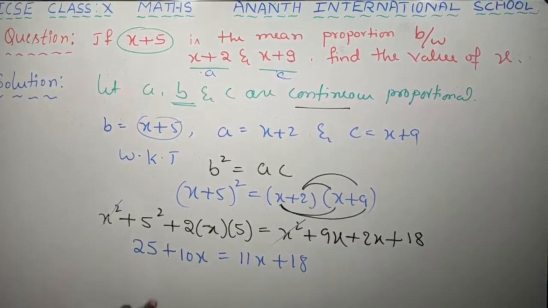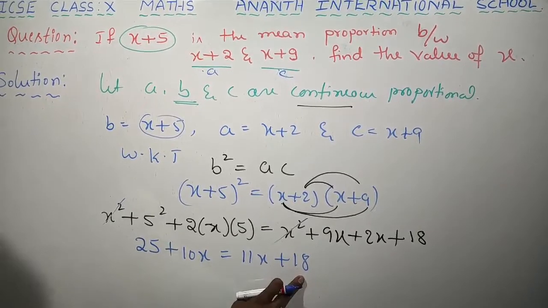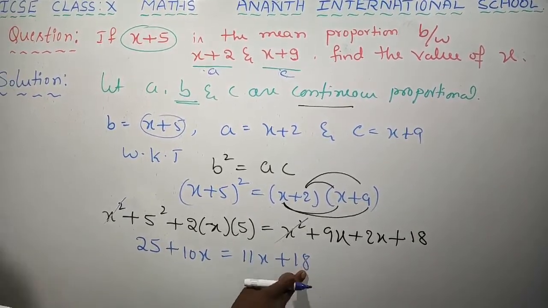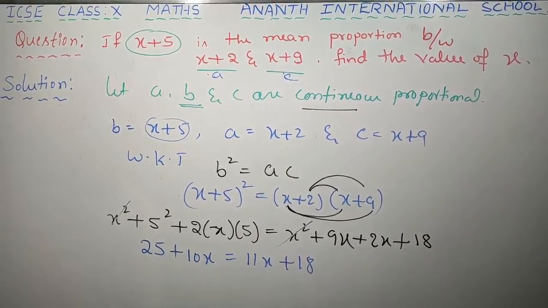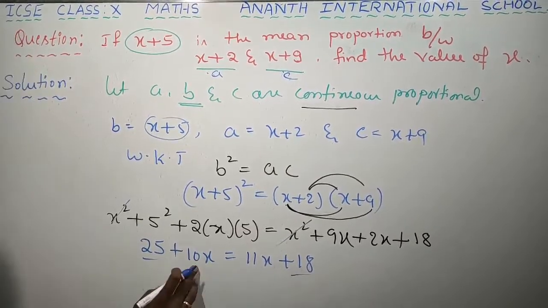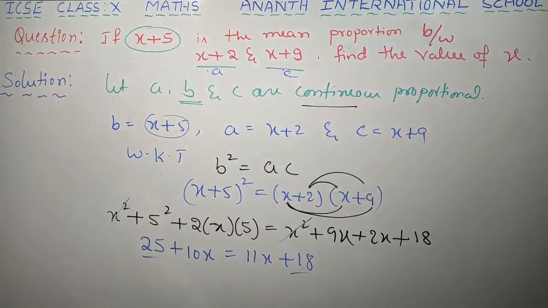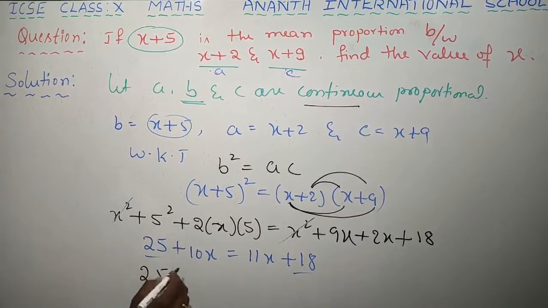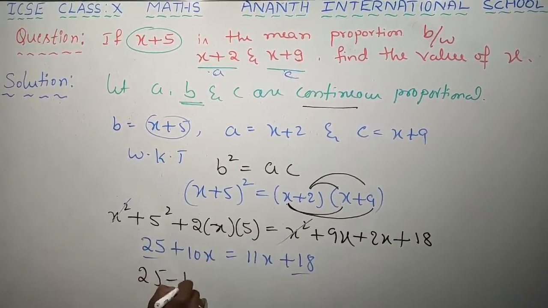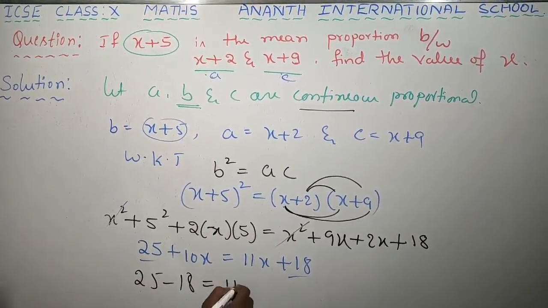Now what is next? 25 is constant, 18 is constant. It is in the right hand side, it is in left hand side. Transfer the constant terms to one side and the variable terms to the other side. So 25 stays as it is here, then plus 18 comes to this side as minus 18, is equal to 11x.